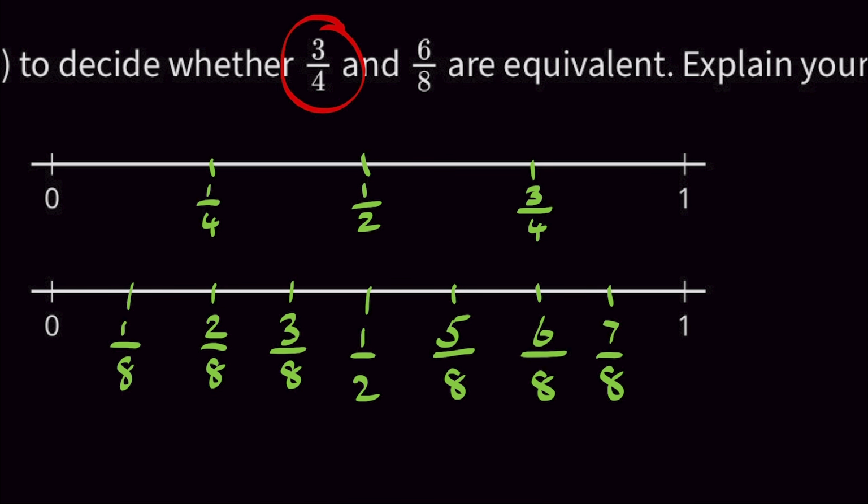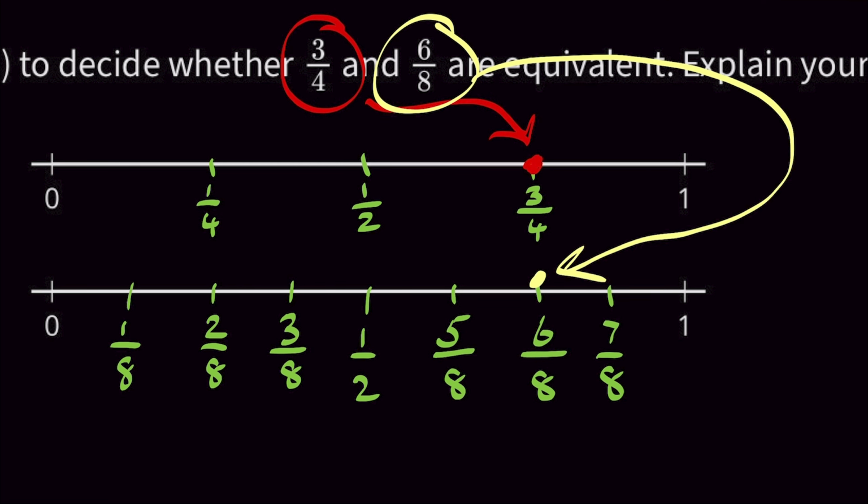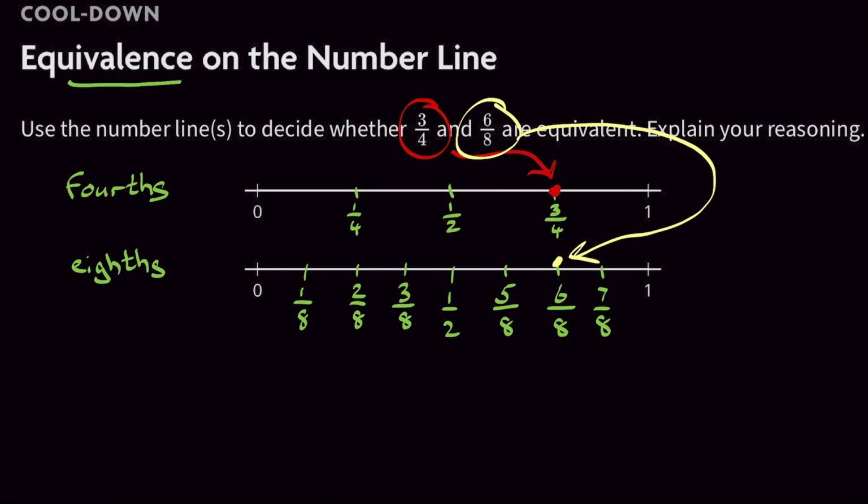So I need to show where 3/4 is on the first one, and I'm just going to go ahead and put a red dot there and label that as 3/4. The second fraction, 6/8, we're going to identify where that is on the second number line. We'll use yellow, and then clearly it shows that 6/8 is the second to last increment on the second number line. So the question being asked is, are 3/4 and 6/8 equivalent fractions?